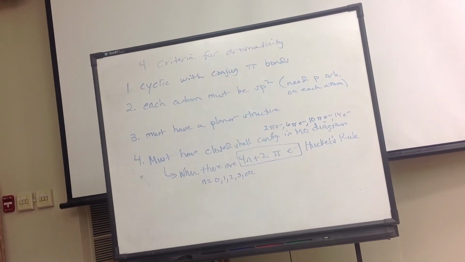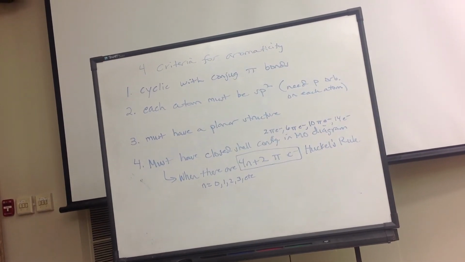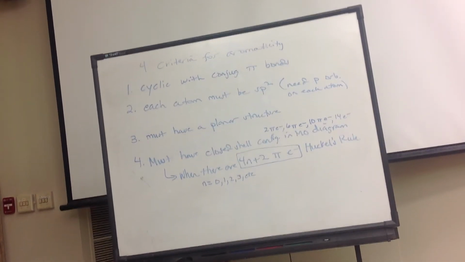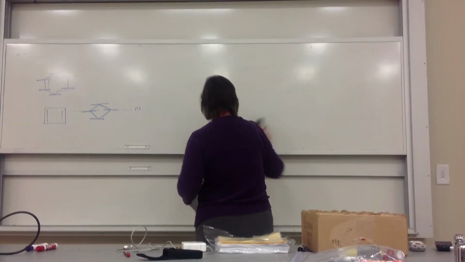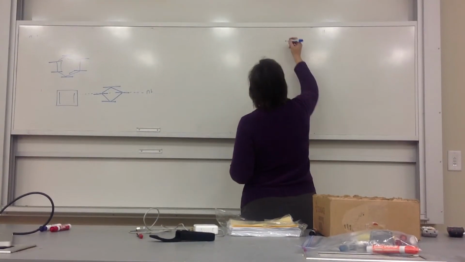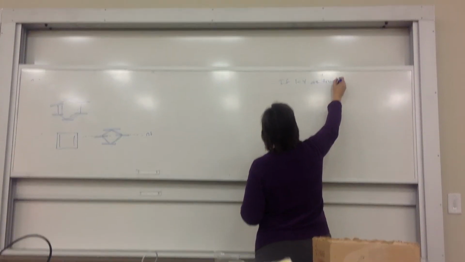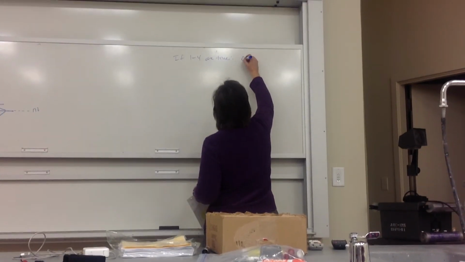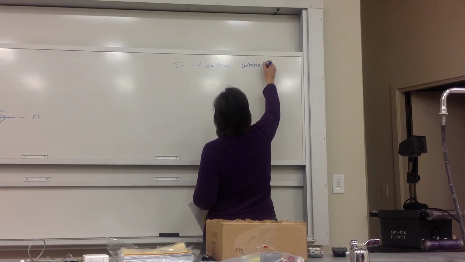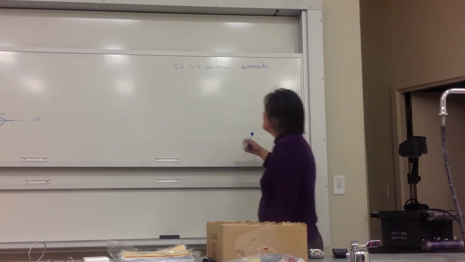Okay, so here are some more rules. If 1 through 4 are true, the compound is aromatic. And it will be unusually stable, inert, blah, blah, blah.